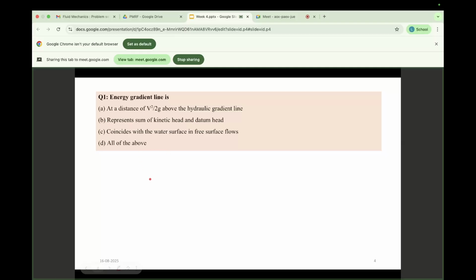So what does this equation tell? This equation tells that P by rho g plus v square by 2g plus z equals constant. So this is the meaning. Actually each term represents a specific head. So the first one refers to the pressure head.